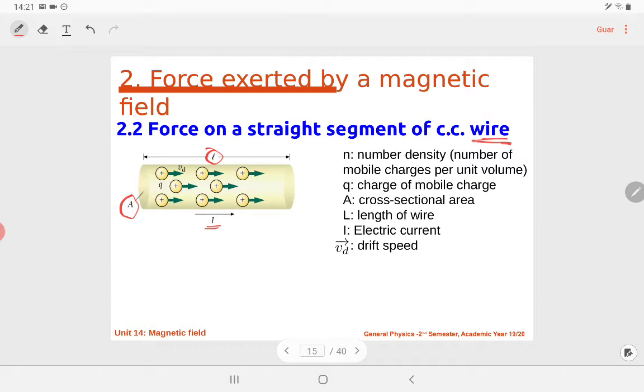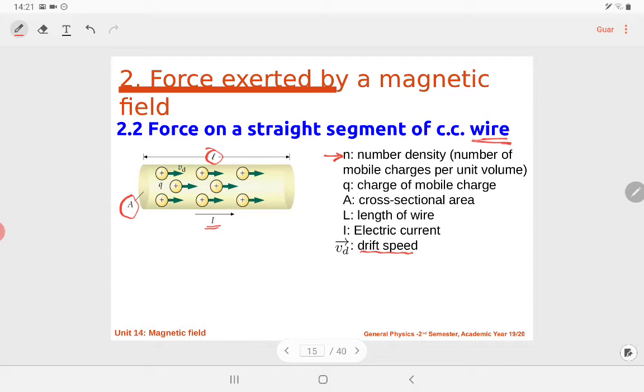But we can think of them as a whole of charges moving to the right at the same speed, which is an average speed, called the drift speed. Okay, and then I think I've introduced everything but the number density, which we also worked with in Unit 13. It's just the density, the amount of mobile charges that I have per unit volume. So it's just a number per unit volume.